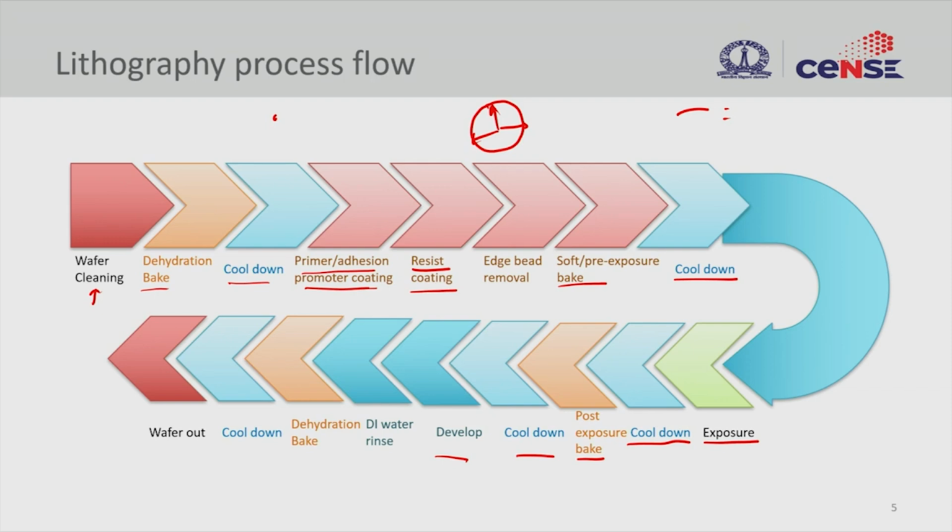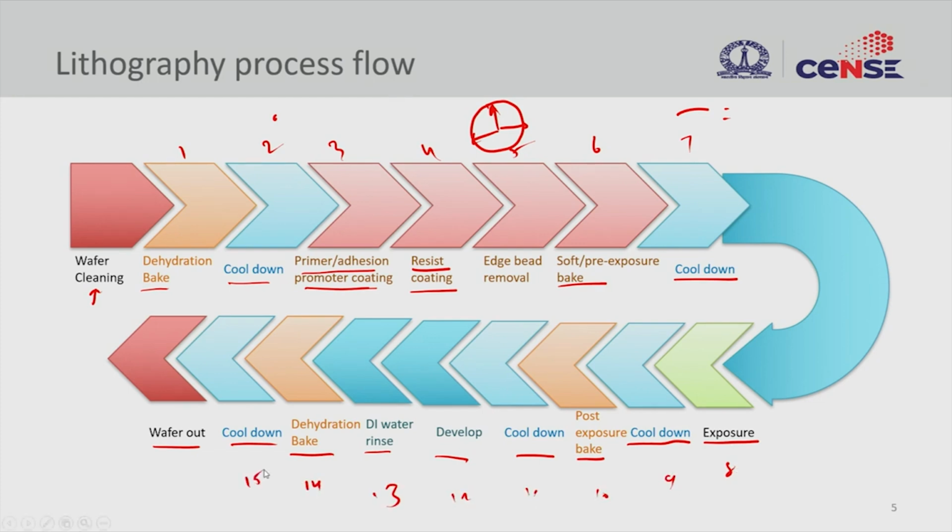And after developing, you rinse it, because this is a wet process. We remove that developer by using a wet process here, by using deionized water. It's clean water. And then we again do a dehydration bake, and then we cool it down, and then we take the wafer out. You see, all these steps are required, right? So if we have to number them: 1, 2, 3, 4, 5, 6, 7, 8, 9, 10, 11, 12, 13, 14, 15.